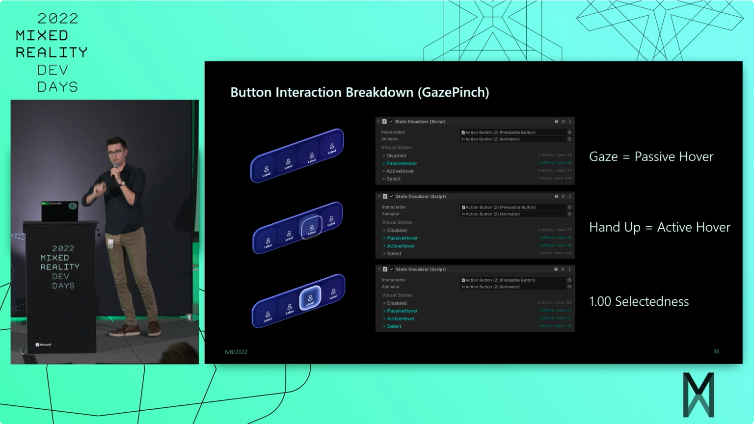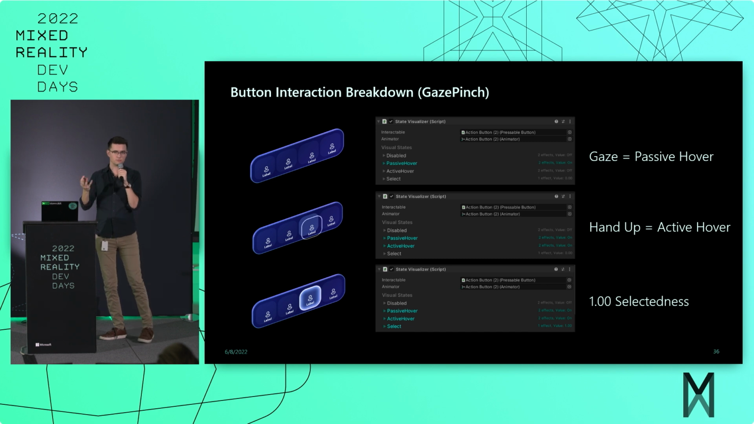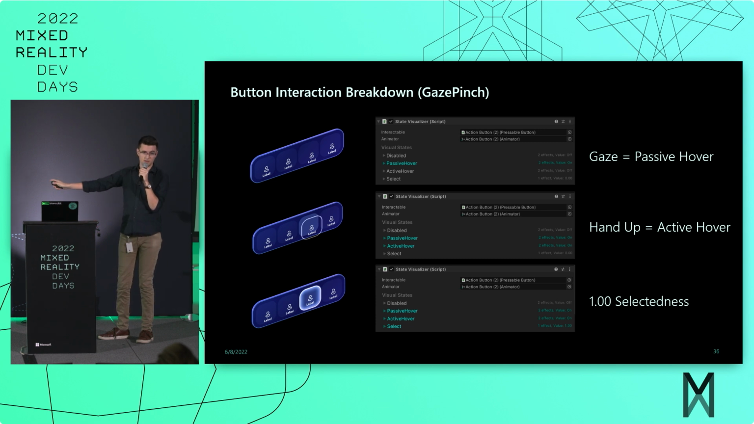You pinch halfway, and because it's a variable select interactor, the interactable is like, oh, okay, I'm 50% selected, and that will progress to 1 just like it does for the poke. And it's the exact same code path, the exact same animation. There's nothing bespoke for something like a gaze pinch versus an actual poke.